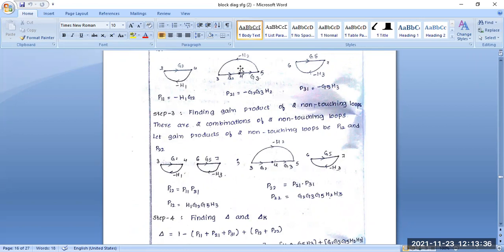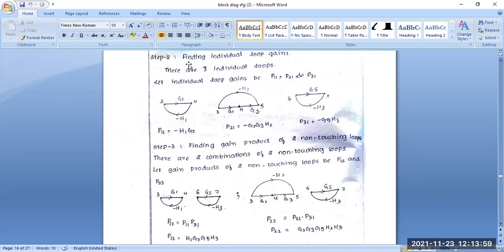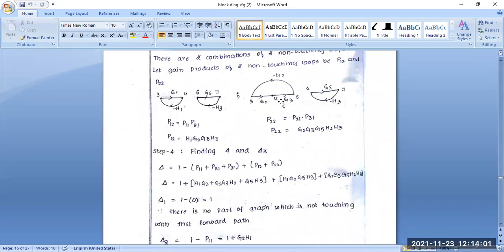This one and also this one are present. So that means P22 is equal to P21 times P31. We put in these values and calculate it. The value comes out as minus minus, that is plus, G2, G3, G5, H2, H3. So in this step we have calculated the two non-touching loop gains.